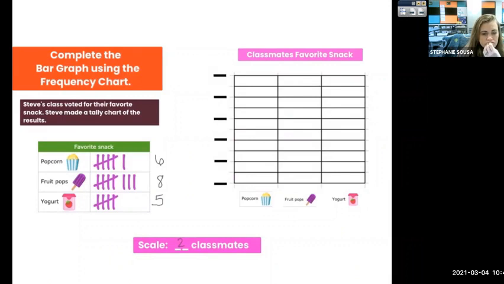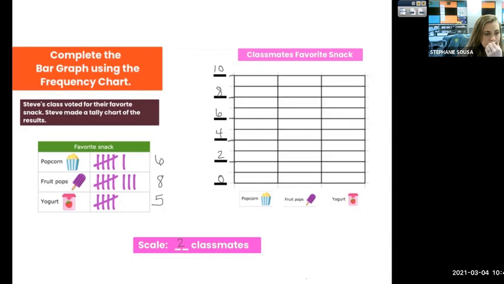To make my bar graph, remember, our bottom line is always 0. Always going to be 0. And then I'm going to go 2, 4, 6, 8, and 10. So I am counting every other line here. As you can see, there's a line in between to help understand the data.